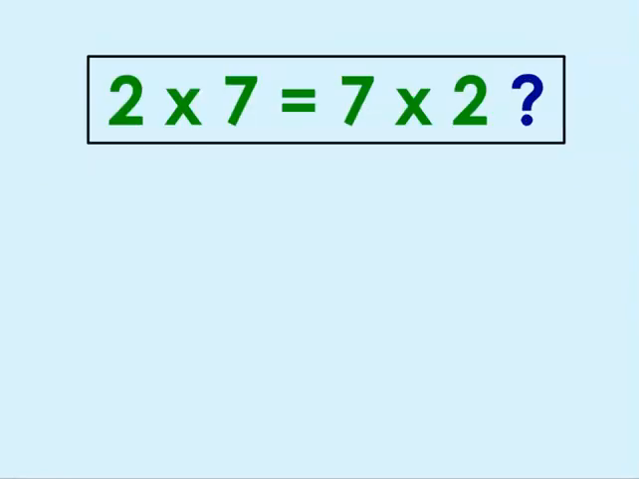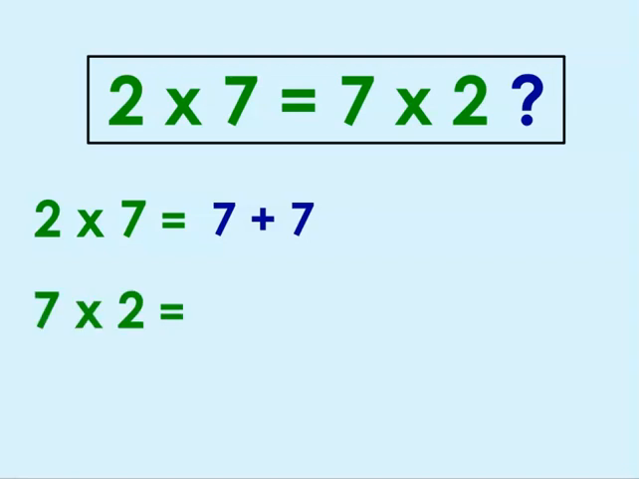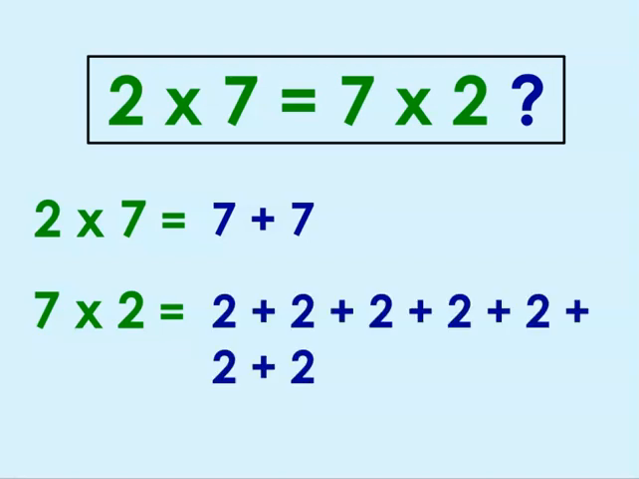Is 2 times 7 the same as 7 times 2? Let's take a look. Well, we just said that 2 times 7 is the same as 7 plus 7. So what would 7 times 2 look like? That would be 7 equal groups of 2, or 2 plus 2 plus 2 plus 2 plus 2 plus 2 plus 2. Phew, that was a lot of counting.